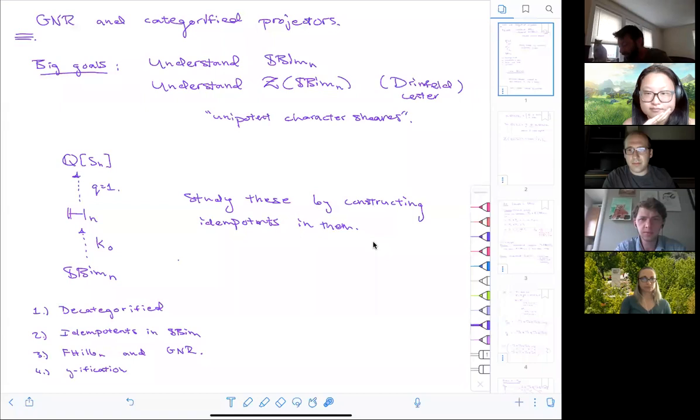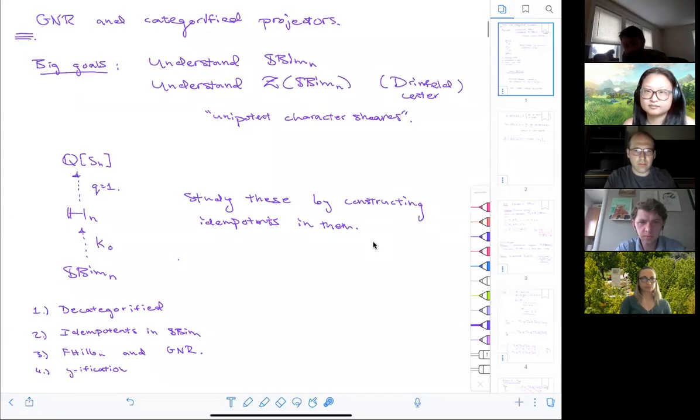The way I want to study Soergel bimodules is basically the same way we study Hecke algebras and the group algebra of the symmetric group: by constructing idempotents inside them. On the level of symmetric groups, we have Young idempotents. Their q-deformations live inside Hecke algebras, and really what we're interested in is their categorified analogs in Soergel bimodules.